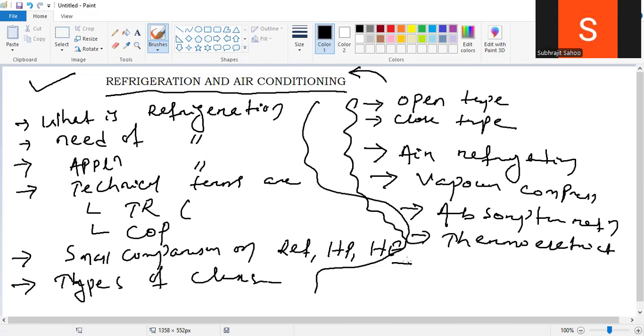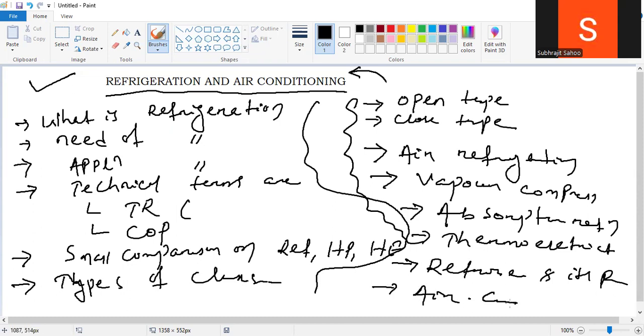After that, most important, refrigerant and its properties. Okay. After that, we will go to the air conditioning part. To discuss all these topics clearly, minimum 30 hours is required. Remember, this much only minimum. Numerical also there, and problems also there. We have to solve, right?